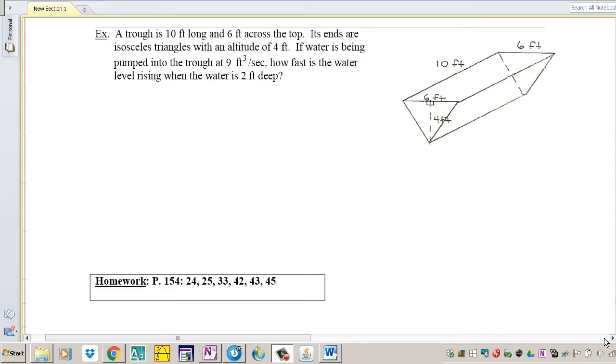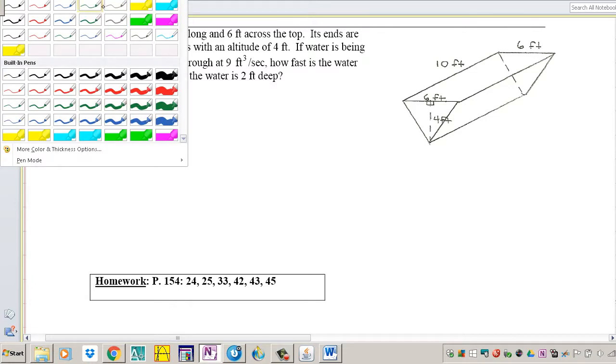In this problem, we're going to be talking about a trough. A trough is 10 feet long and 6 feet across the top. Its ends are isosceles triangles with an altitude of 4 feet. If water is being pumped into the trough at a rate of 9 cubic feet per second, how fast is the water level rising when the water is 2 feet deep?